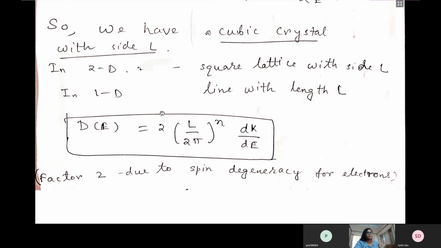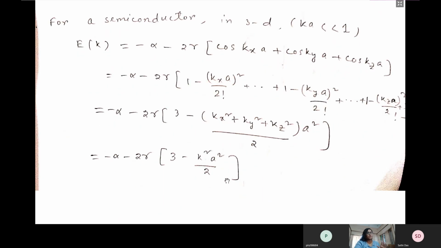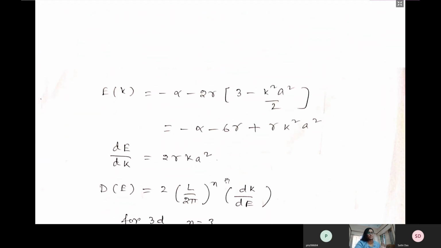We also discussed a general formula for a crystal system. If it is cubic, that is three dimensional. If it is a square lattice, that is a two dimensional crystal. If it is a line, it will be a one dimensional crystal. For a crystal, we can find the density of states g(E) equals 2 into (L by 2 pi) to the power n into dk by dE, where from the E-k dispersion relationship we can find the density of states. The factor 2 arises due to the spin degeneracy of the electrons. We have also solved some problems which came in previous years.